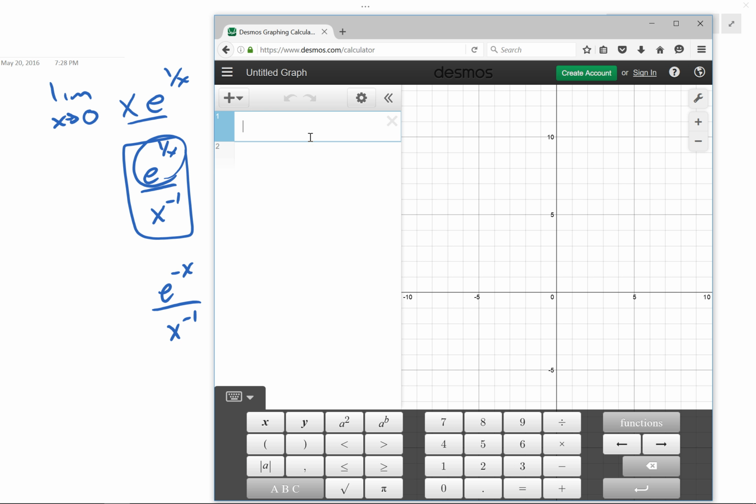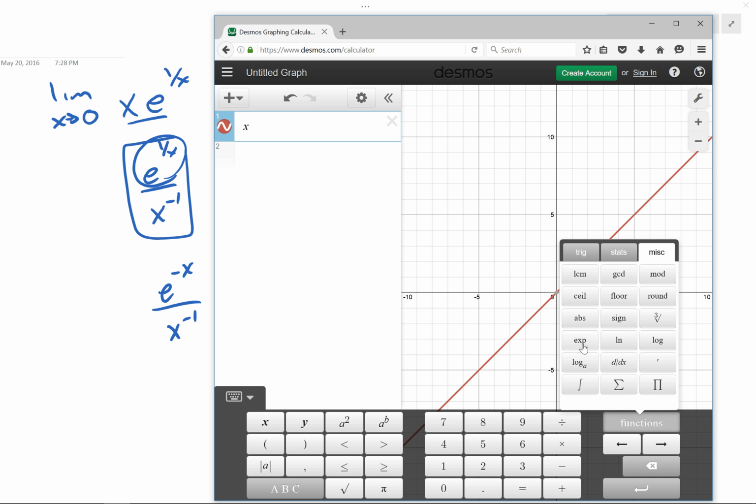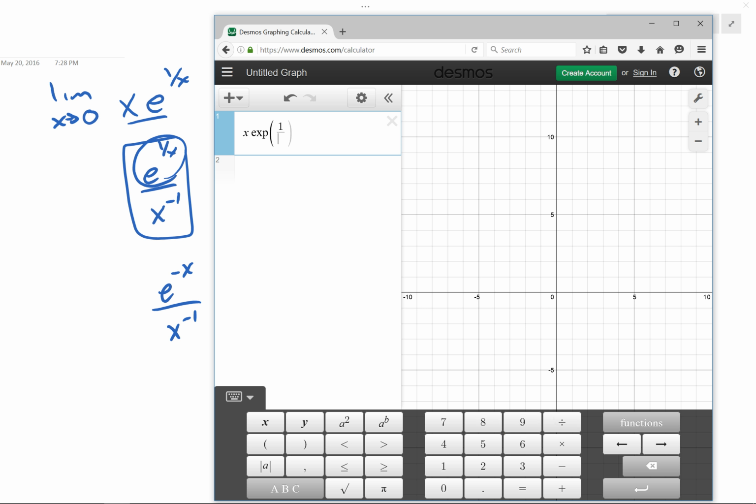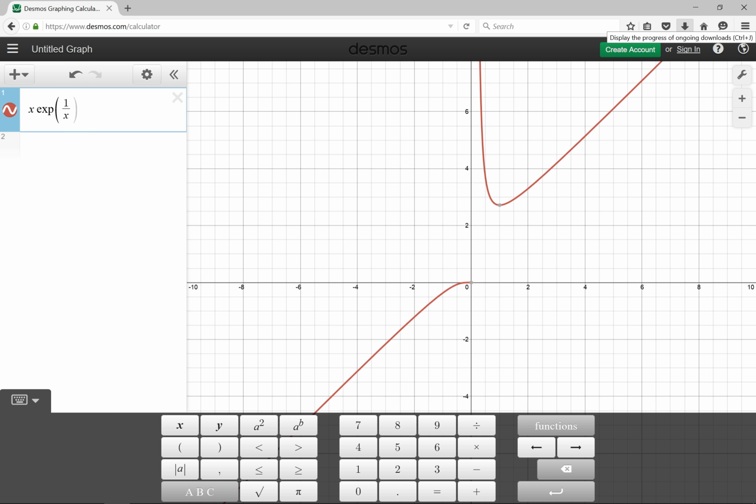Now, a guy can check this out pretty easy, because all you have to do is bring up your Desmos and say, well, let's graph that. So x e to the 1 divided by x. Whoa, weird. Yeah. Now, notice that this one is kind of a big deal. Kind of a weird deal, because we said the limit as x approaches 0. Okay, ooh, tricky.